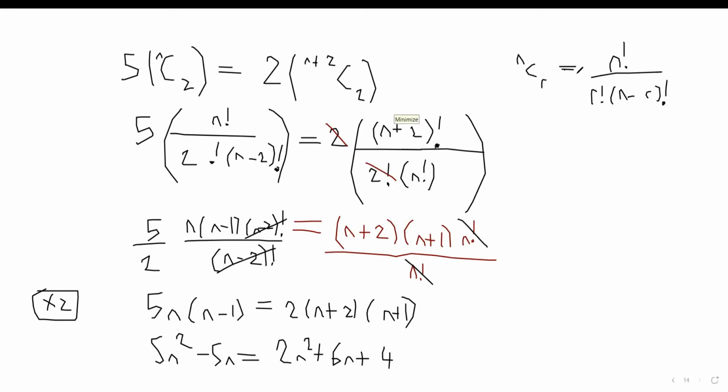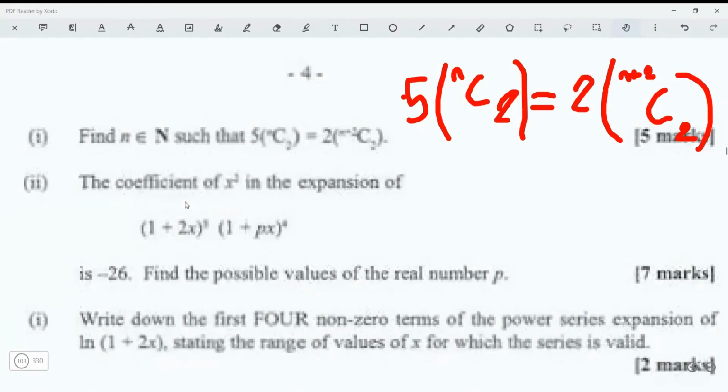Let's go back through this from the start, Roshan. Look at this. It says, find the natural number n such that these two combinations are equal to each other. Find the natural number n so that these two combinations are equal.